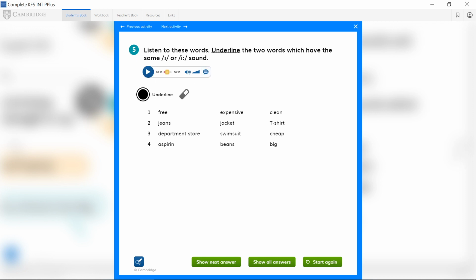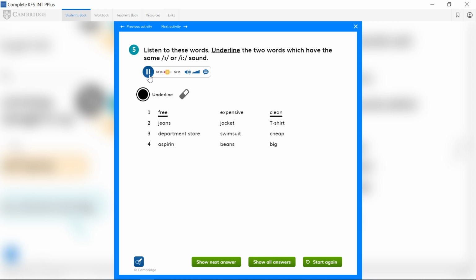Okay, so we have to identify two words which have the same E sound. So the words here are free, expensive, and clean. The first one is E. Free, E. I guess the second one is, let's see, clean. Exactly. Clean, E, not A. This is A and E. Okay, next example. 2.